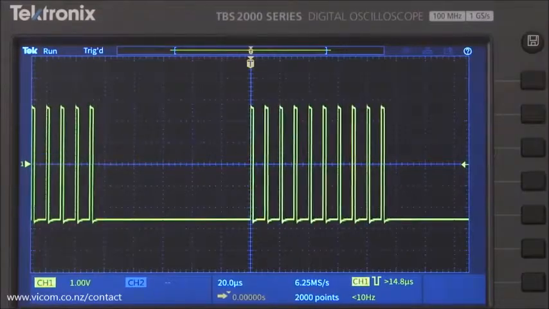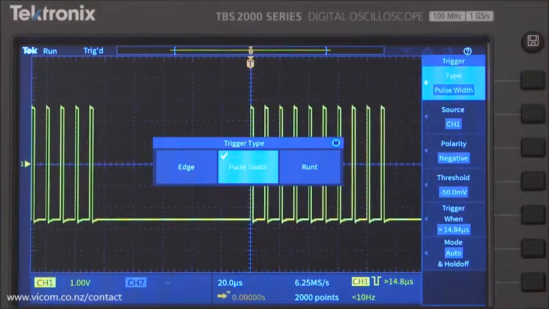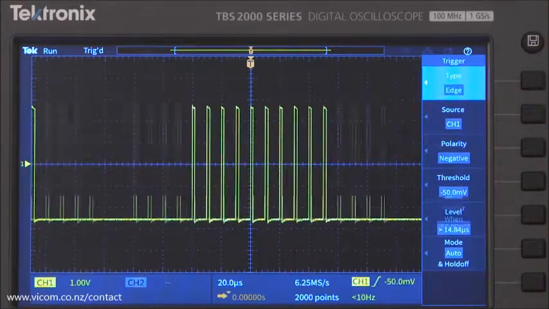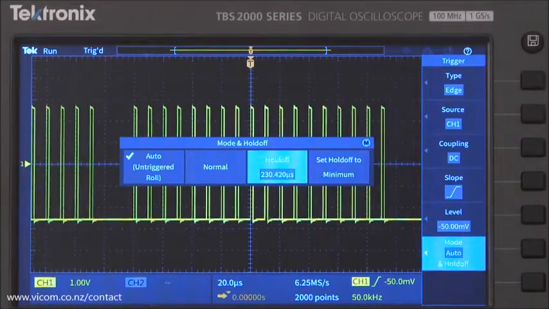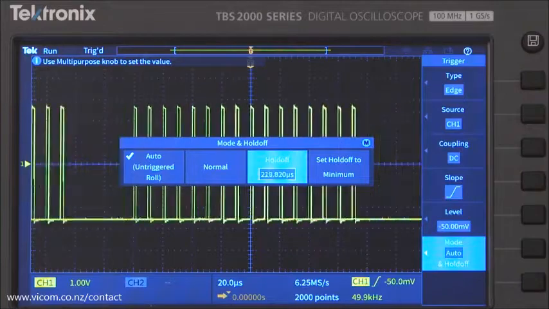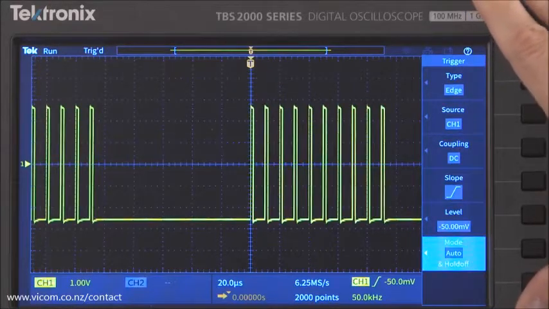Another way to trigger on digital or analog bursts is to use our old friend edge triggering with trigger hold-off. I'll set the hold-off control to hold off the trigger for the duration of the 100 microsecond clock burst. This approach also triggers the scope on the dead time before the burst.